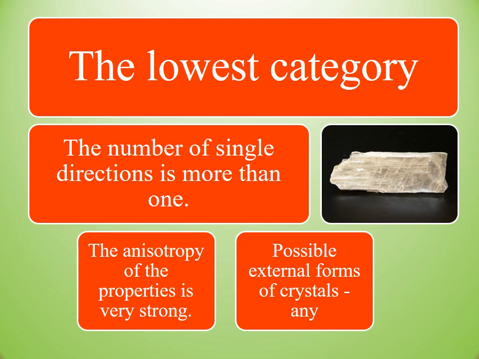The lowest category. The crystals of the lowest category have no axes and directions. They are the least symmetrical crystals with a clear anisotropy of properties. You can see this crystal. It has an incorrect shape, a non-correct geometrical form, and the properties of these crystals are not isotropic.